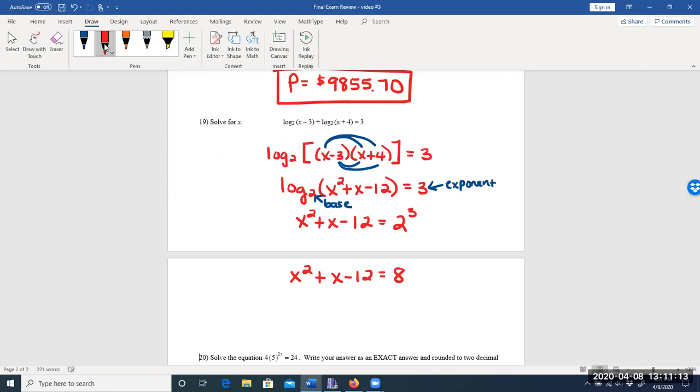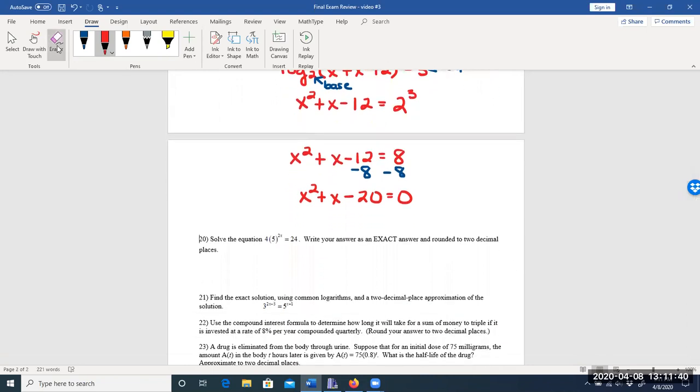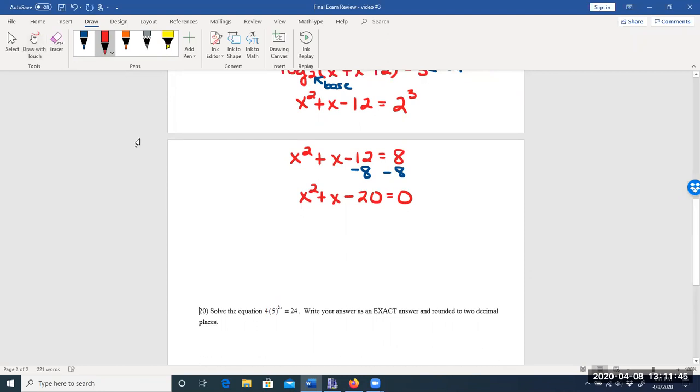And in order to solve this quadratic equation, I'm going to need a 0 on one side. So let me subtract over the 8. So we have x squared plus x minus 20 equals 0. We're going to get two potential solutions since I have a quadratic equation. To factor that, and it does factor, so let's go ahead and factor.